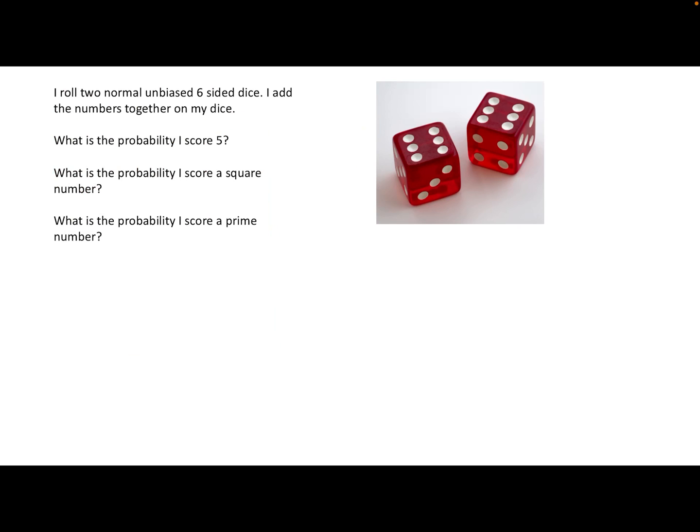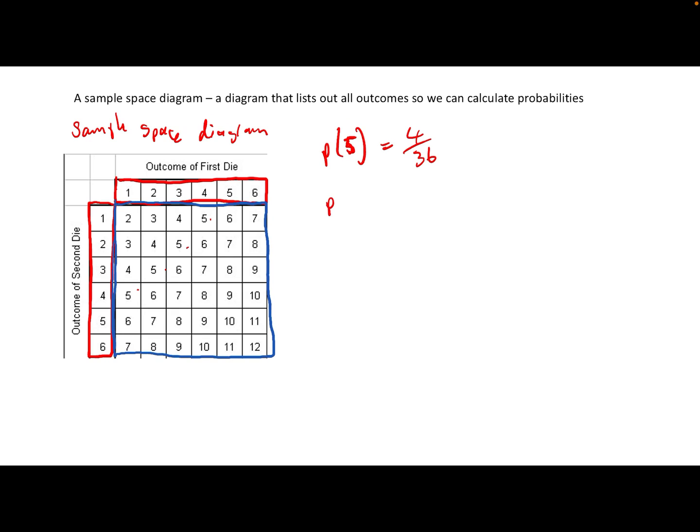Probability I score a square number. So the probability, you look at the notation I'm using. Probability of getting a square number saves me time having to write out the probability all the time, is equal to square numbers. So that would be 1, 4 and 9. 16 is not possible, so there's no 1 either. So it's 1, 2, 3 for the 4s, and 1, 2, 3, 4 for the 9s.